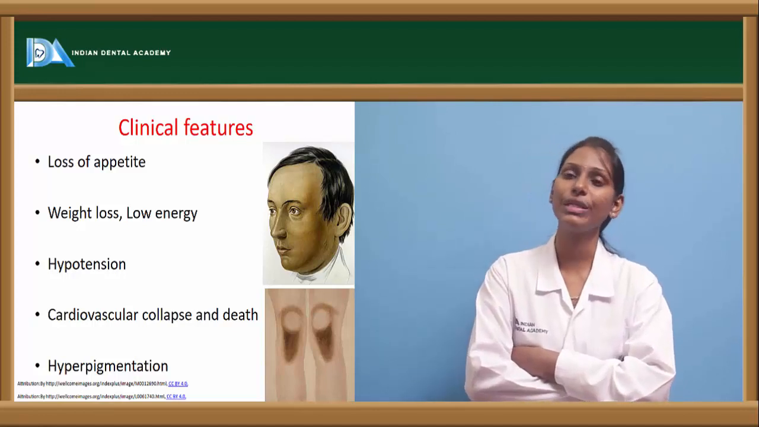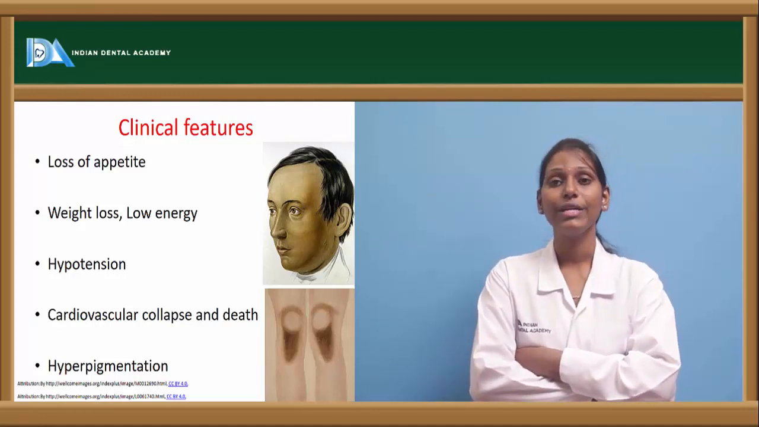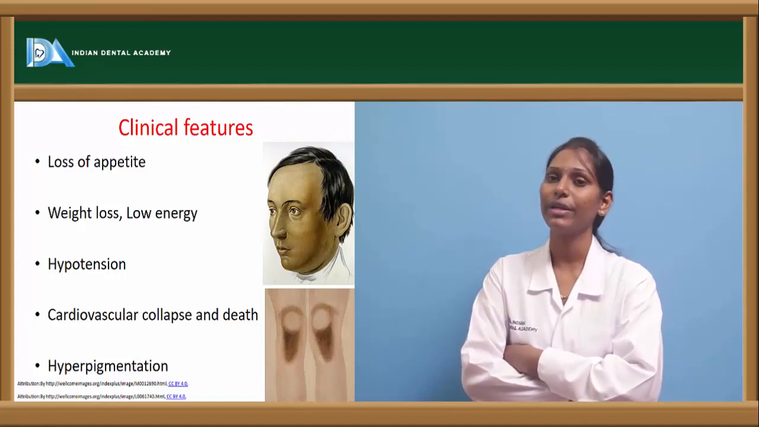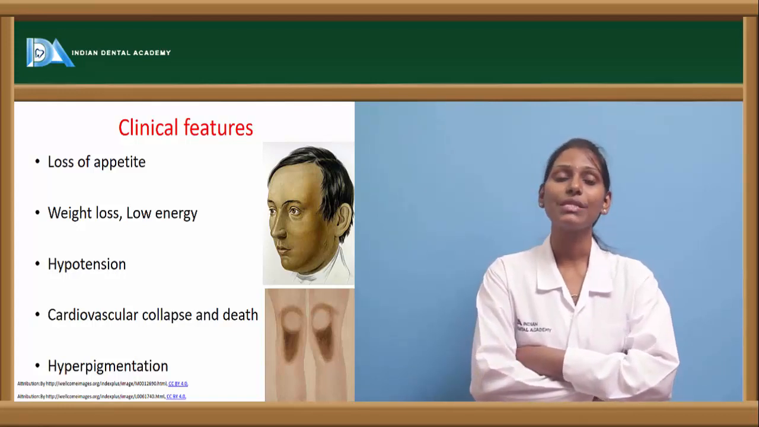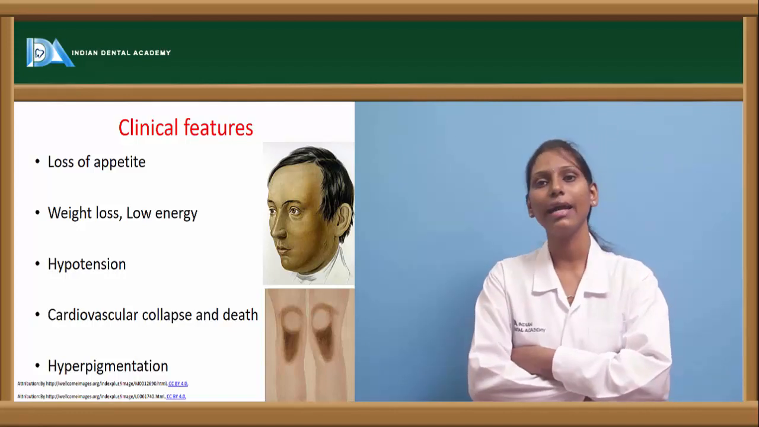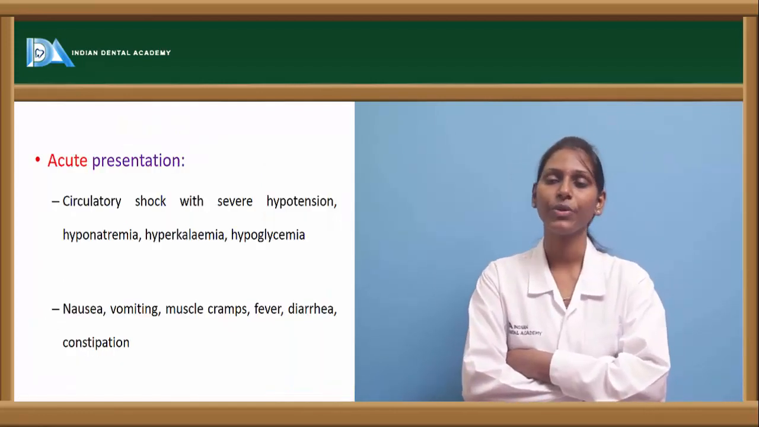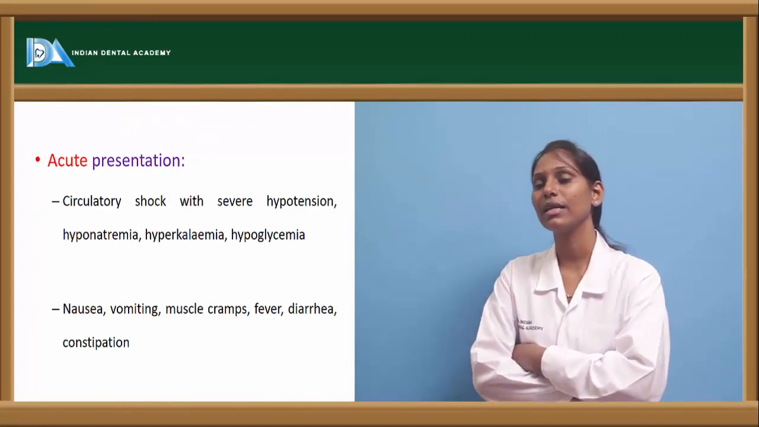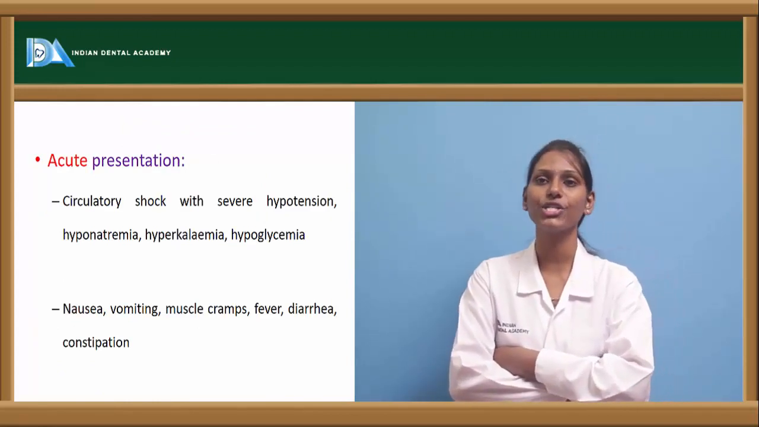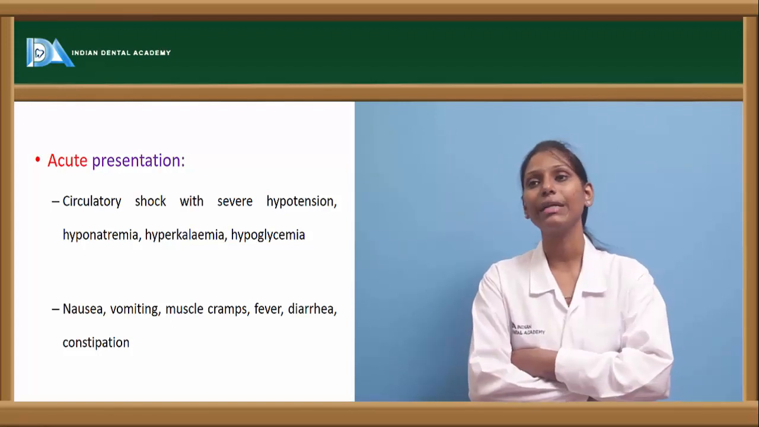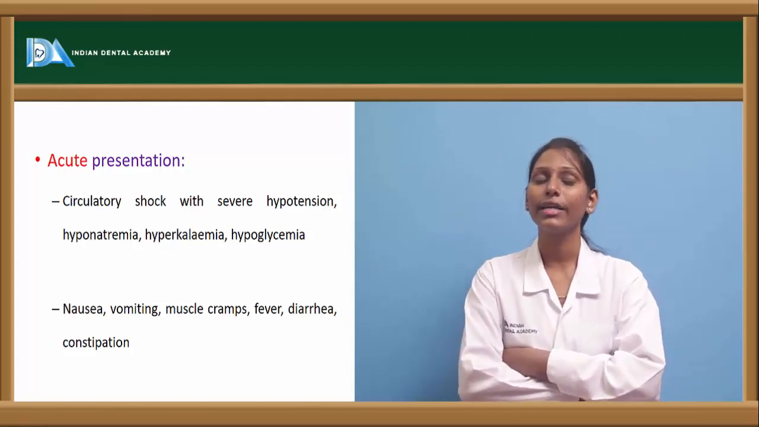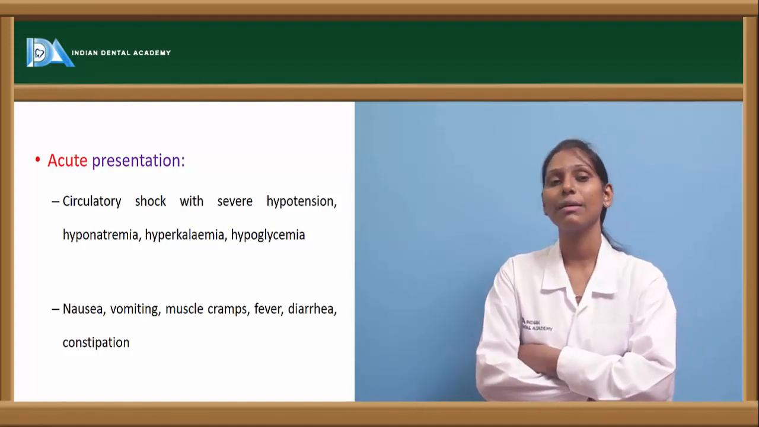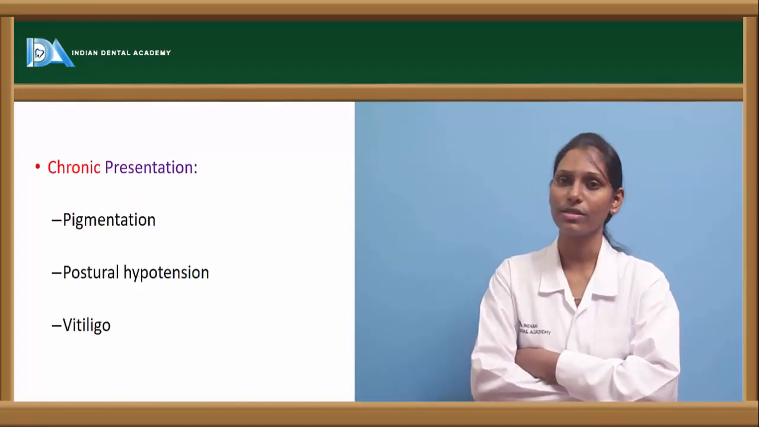They usually present with loss of appetite. Patients will have unexplained weight loss, low energy, hypotension, and in severe cases cardiovascular collapse and death can be seen. Hyperpigmentation can also be seen. An acute presentation can be circulatory shock with severe hypotension, hyponatremia, hyperkalemia and hypoglycemia. They can also have other constitutional symptoms such as nausea, vomiting, muscle cramps, fever, diarrhea and constipation.